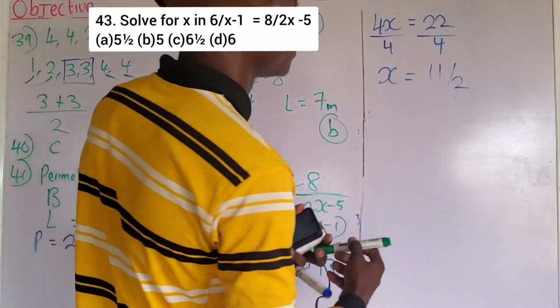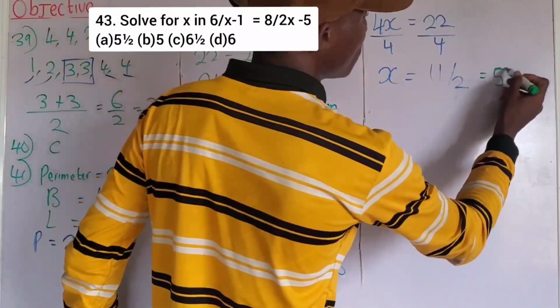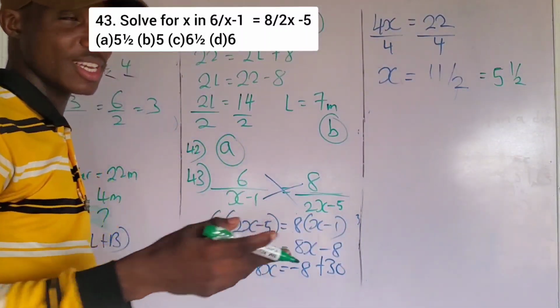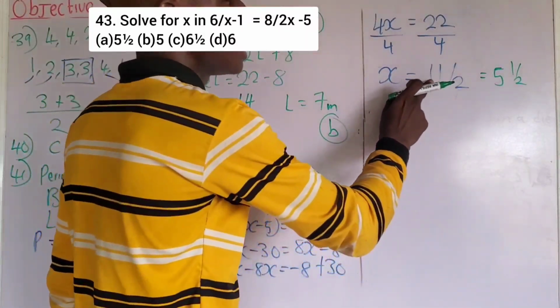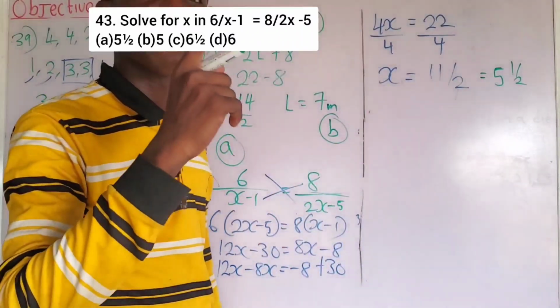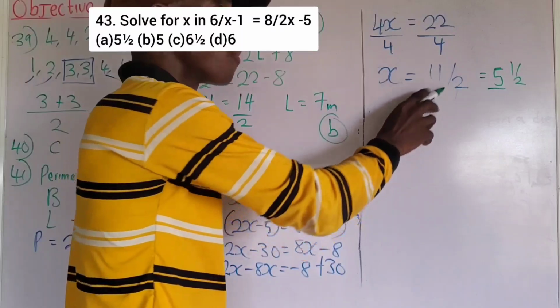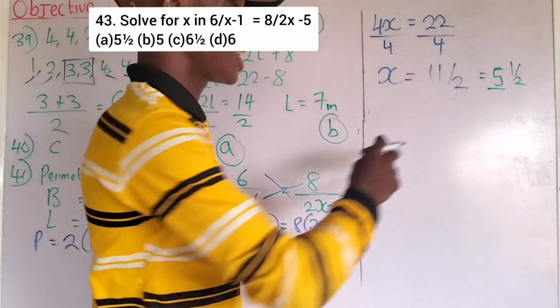So the option is a mixed fraction. If you change this to a mixed fraction, you are going to have 5 whole number and 1 over 2. How did I get that? All you have to do is 11 divided by 2, that will be 5 remainder 1. So I write this 5 out. Because 2 is the denominator of this fraction, I put the 2, then the remainder you put it here. You understand? So that's how I got the mixed fraction.